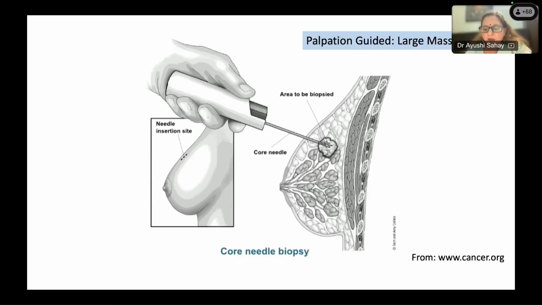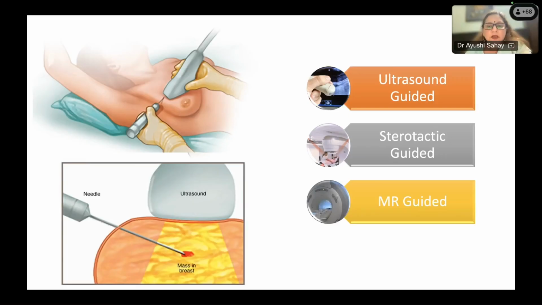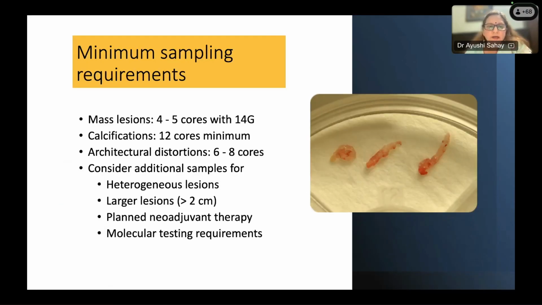So for large masses, usually the core biopsy is done in a palpation guided manner, and directly it is done in the minor OT. No special procedures are required. However, for smaller lesions or lesions which are a little deeper seated or have irregular margins, sometimes a guided biopsy is preferred, which can be ultrasound guided, stereotactic guided, or MR guided. All procedures have their own pros and cons.